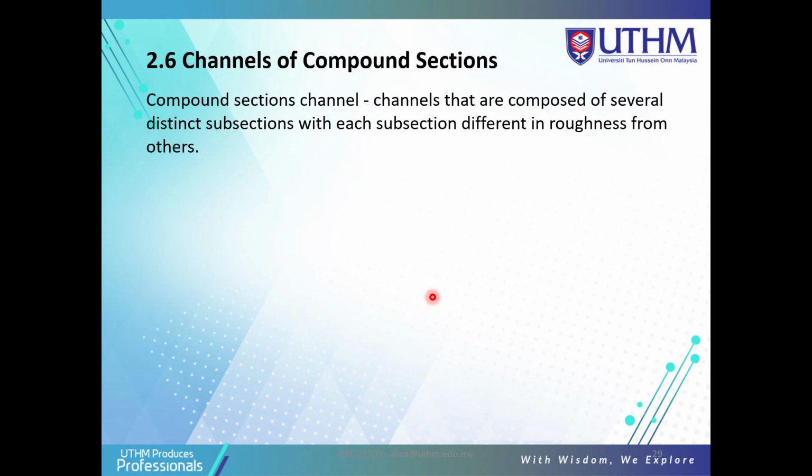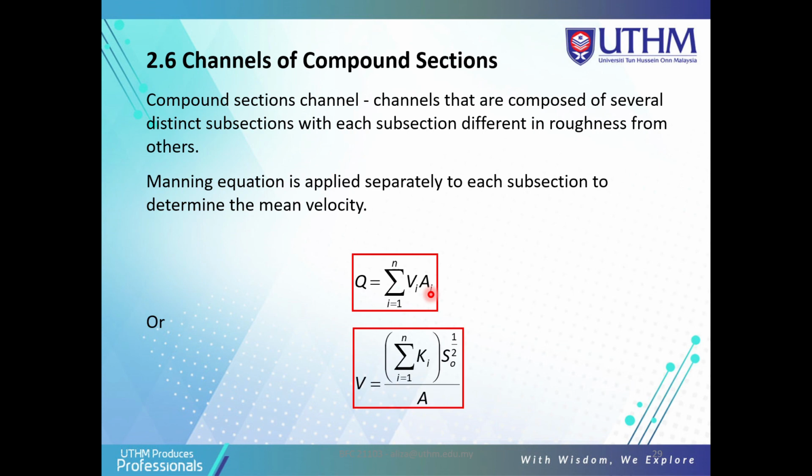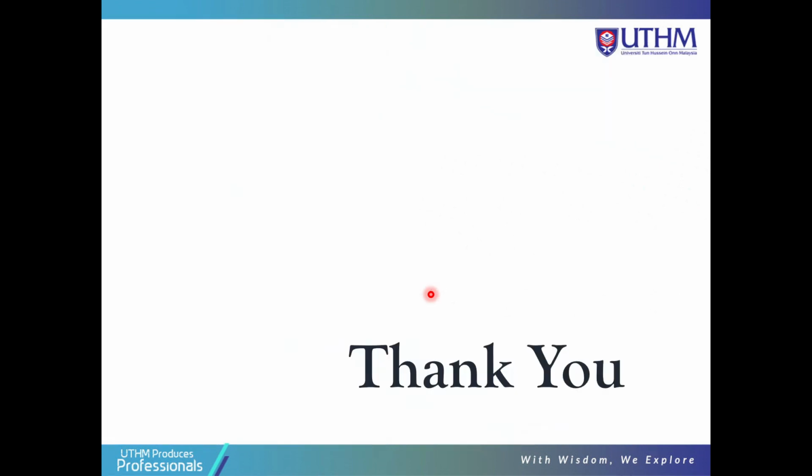Okay, so that's all. So this is a more complex channel of combined section. Compound section channels are composed of several distinct subsections, where each subsection differs in roughness from the others. Okay, so we use the Q, the total Q is the sum of the subsections. Okay, that's all. Thank you.